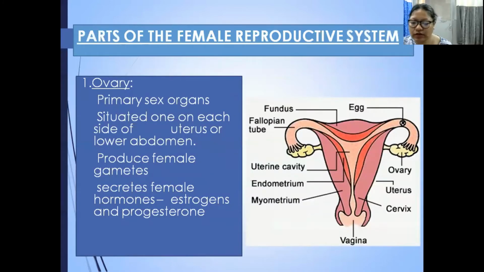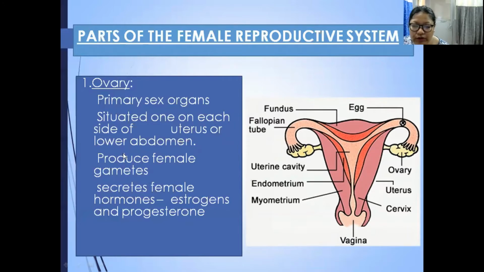Here it is. The first very important part of the female reproductive system is the ovary, and they are the primary sex organs. We call them the primary sex organs of the female reproductive system because the ovary is the one that produces the female gametes. And where is it located? It is located one on each side of the uterus, in the lower abdomen. We have two ovaries, one on the right hand side, here is the ovary, and the other on the left hand side, this is the ovary. That is why they are often referred to as the right ovary and the left ovary.